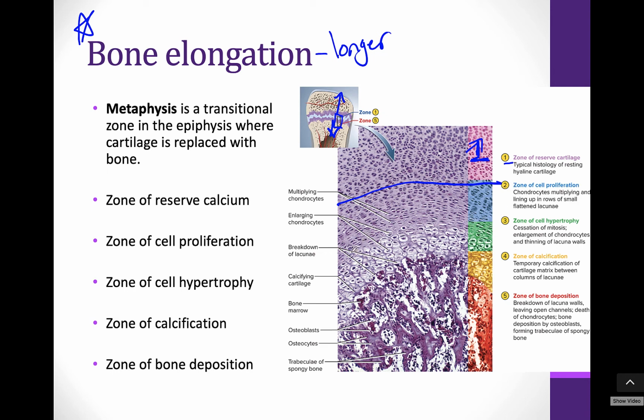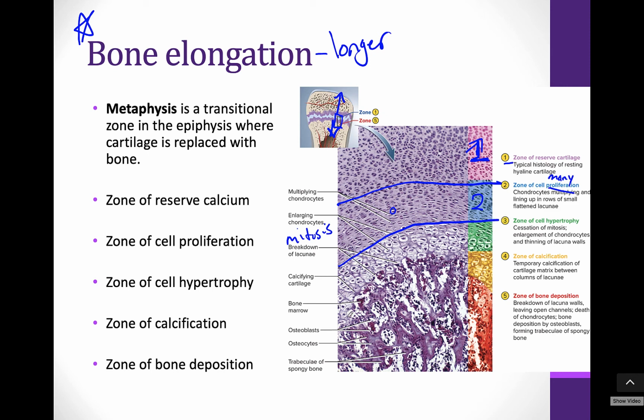Zone 2 is about here. So zone 2 is the zone of cell proliferation. Proliferate means many. So proliferation is where we're going to do mitosis. What you can see is there's a lot of really squished cells in here, right? So these look really small and squished. What's happening is these cells are undergoing mitosis, but they're not really growing any larger.